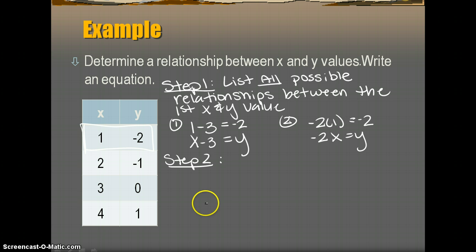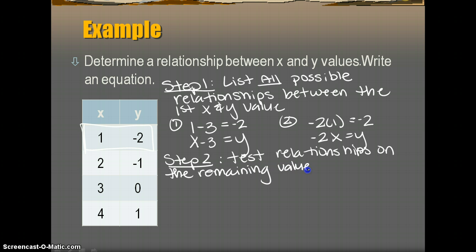From here, the next step is to test both of them for the remaining 3 x values to determine if the y's match. So again, you're going to test your relationships on the remaining values. So we tested it on the first one, so we have 2 minus 3 is equal to negative 1, 3 minus 3 is equal to 0, and 4 minus 3 is equal to 1, where the minus 3 again is the relationship for that given set.